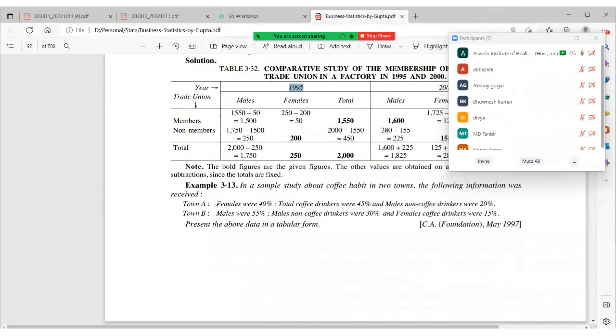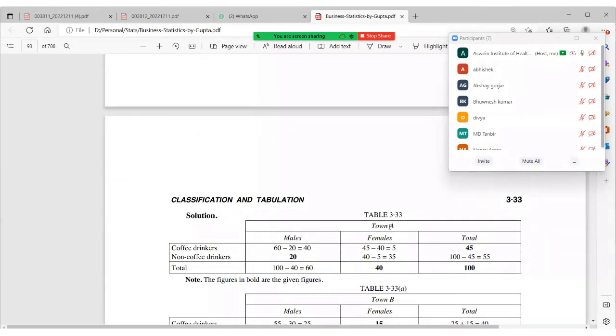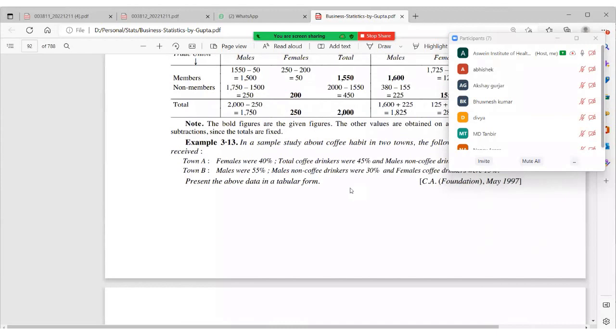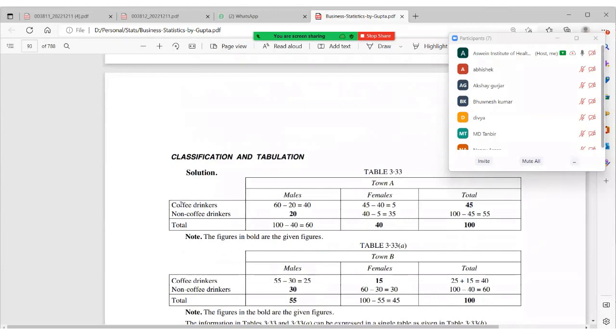Now, see, first one. Town A, females were 40%, right? Okay. Now, the grand total of all these is 100% because percentage always takes 100. So the grand total is 100. Okay. Now, total coffee drinkers were 45%. Fine. So we subtract 100 minus 45, we get 55.